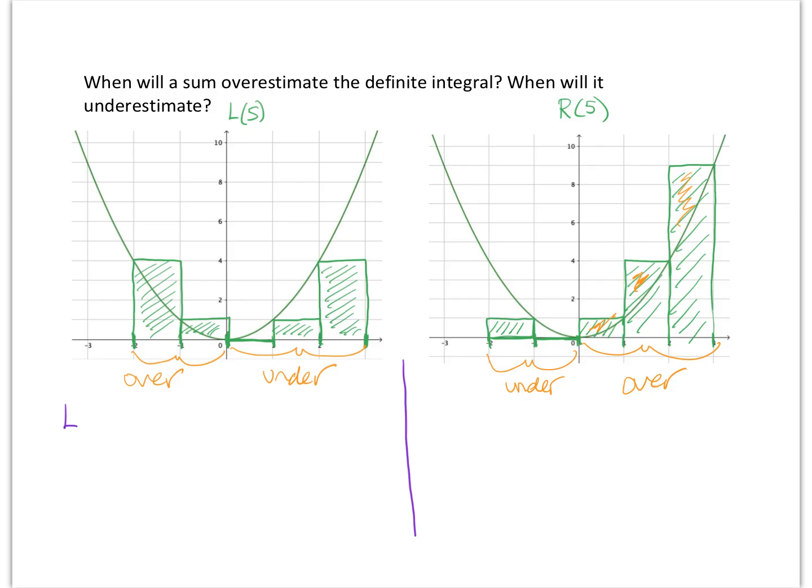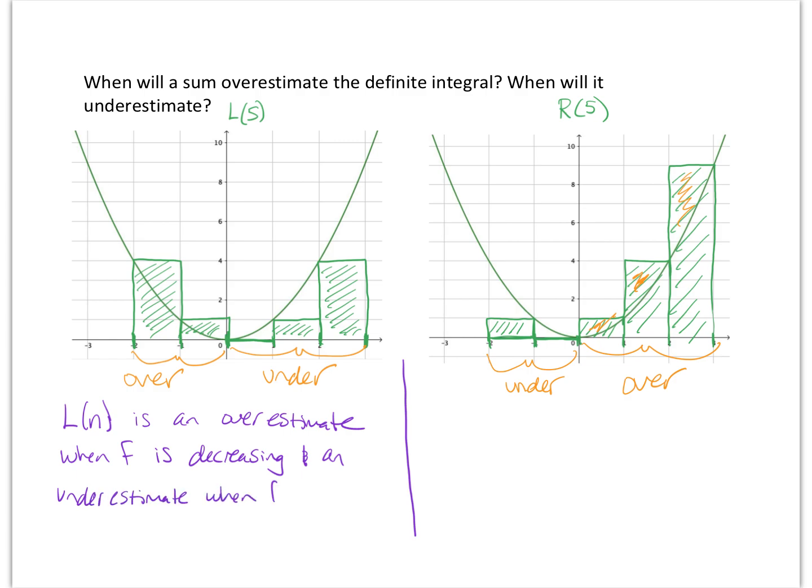So left-hand sum is an overestimate when f is decreasing, and an underestimate when f is increasing. Okay, that just summarizes what we see in this picture. When f is decreasing, my left-hand sum was an overestimate. F was increasing, my left-hand sum was an underestimate.